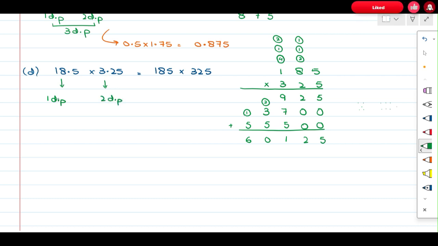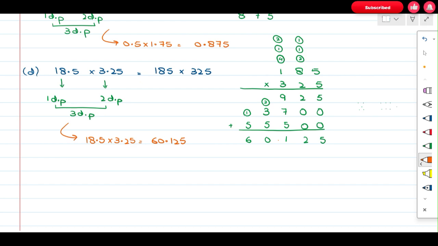Now, this number has one decimal place and this number has two decimal places, meaning two digits after the decimal, one digit after the decimal. Altogether, the answer should be in three decimal places. So what would be the solution? From here, the solution of 18.5 multiply 3.25 should be in three decimal places. The decimal point is 60.125. This is a simplified answer.